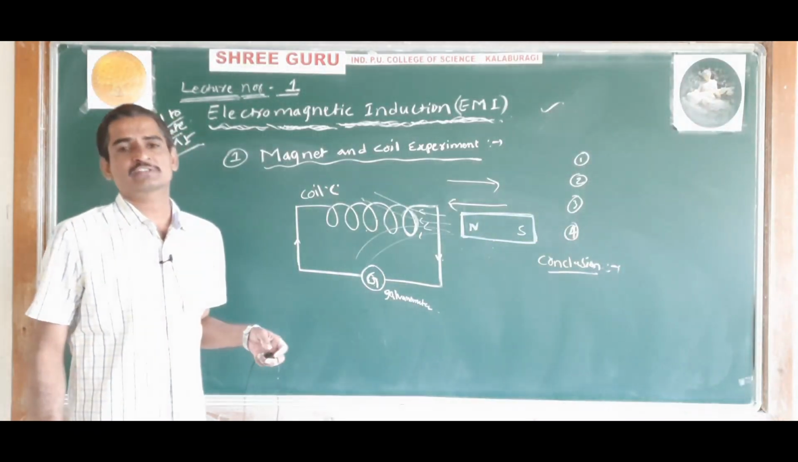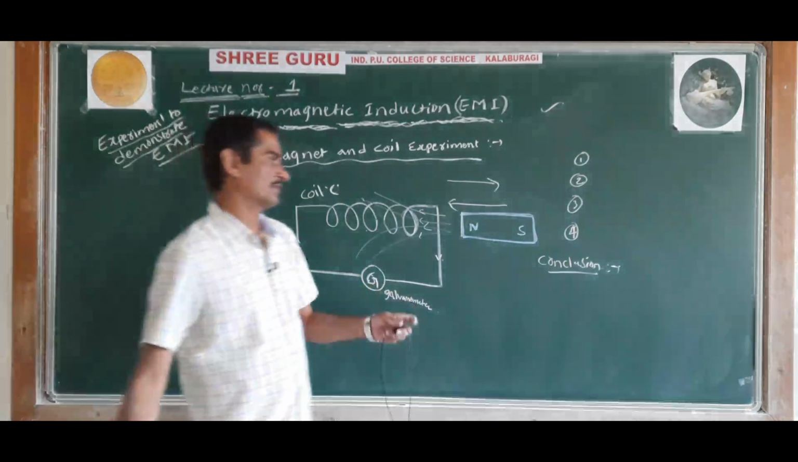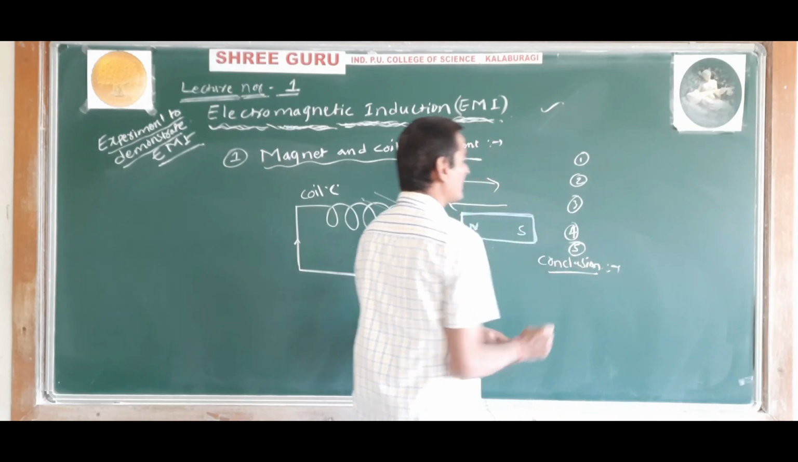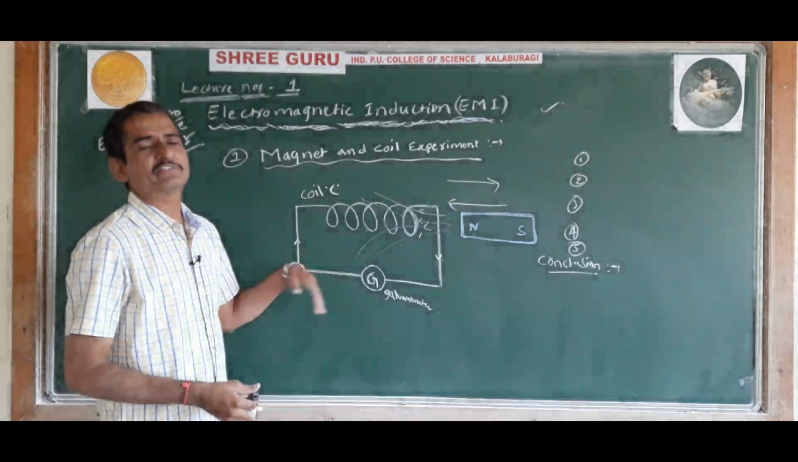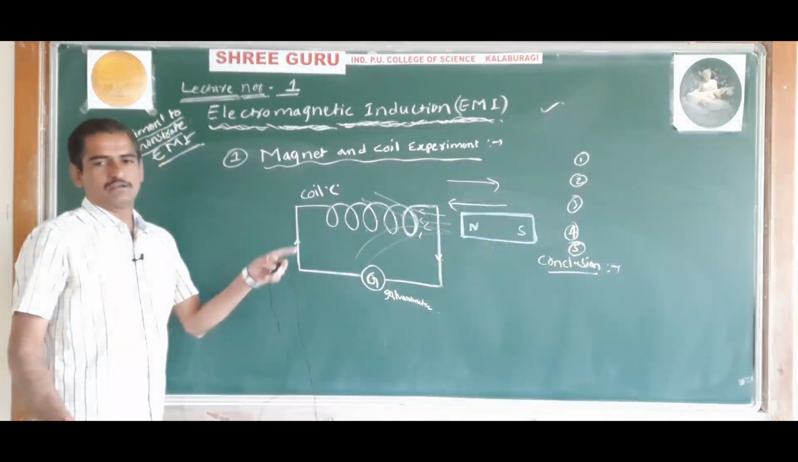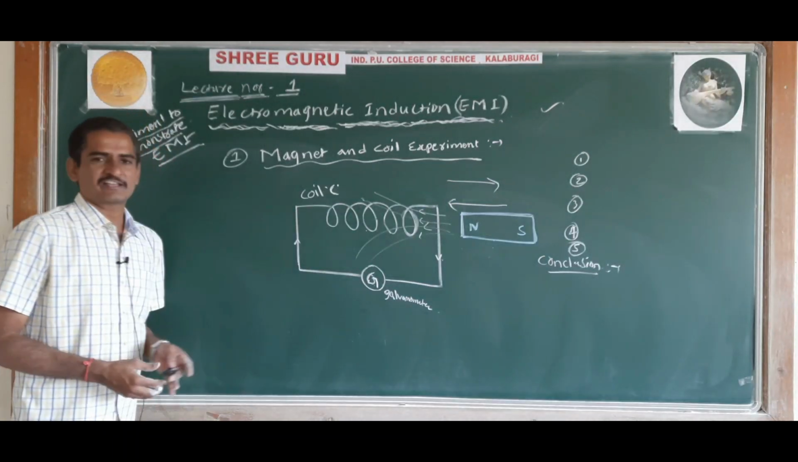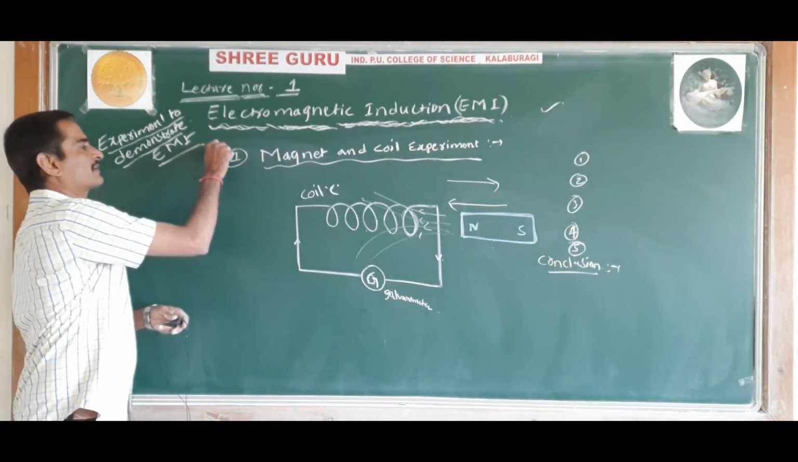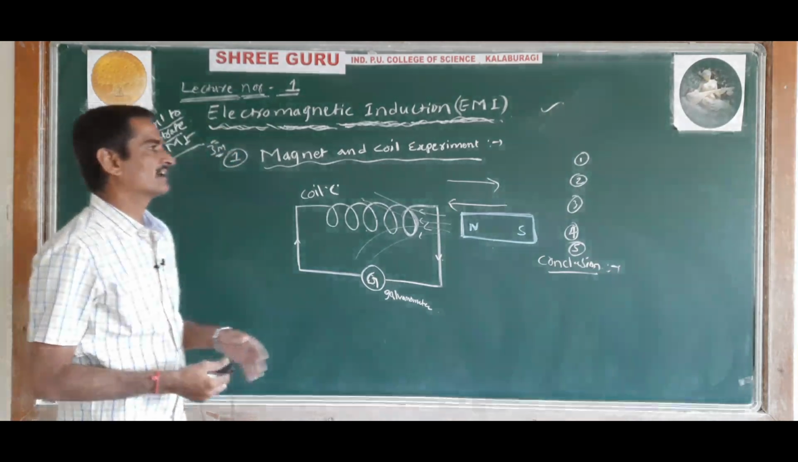The deflection produced is more. It is also observed that when the relative motion between the bar magnet and coil is faster, the deflection produced will be more. So this is all about the magnet and coil experiment. They will ask in the theory exam for 3 marks: explain the magnet and coil experiment.